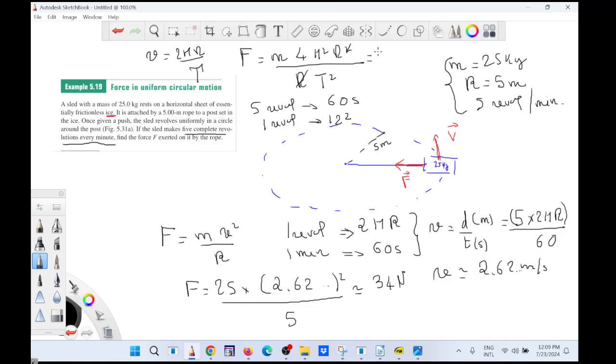So that's going to be 25 times 4 pi squared times 5 over 12 squared. Right? So that's a different way to do it. Not a different way, but it's more elegant, shall we say, and you get about the same thing.